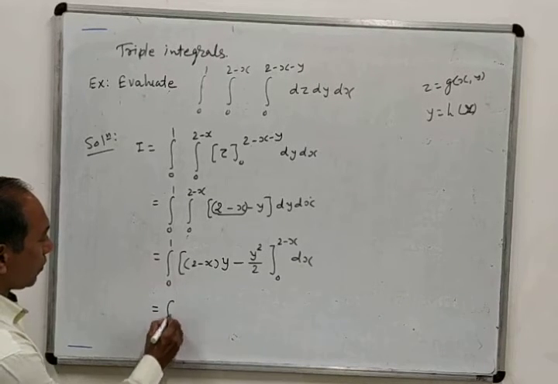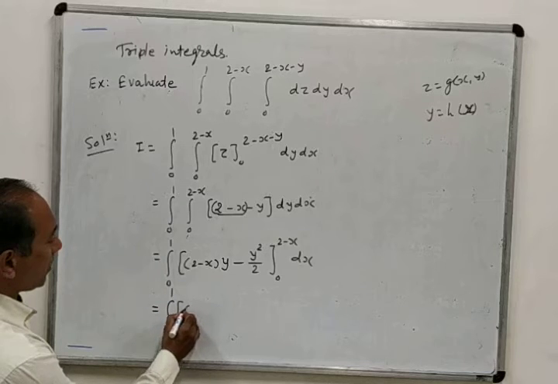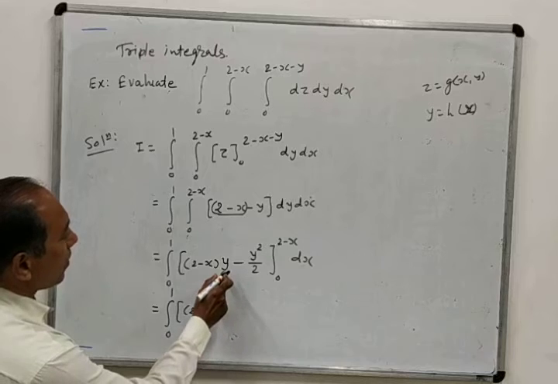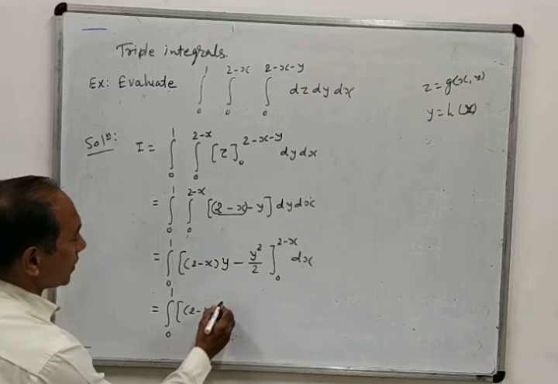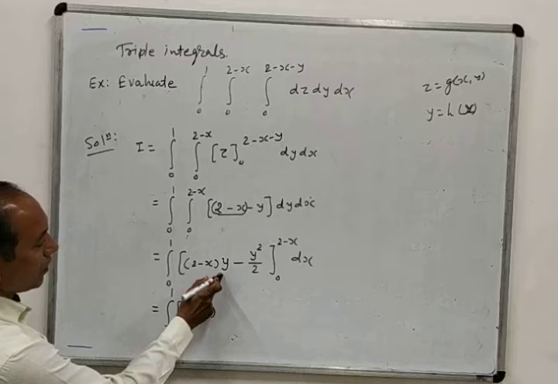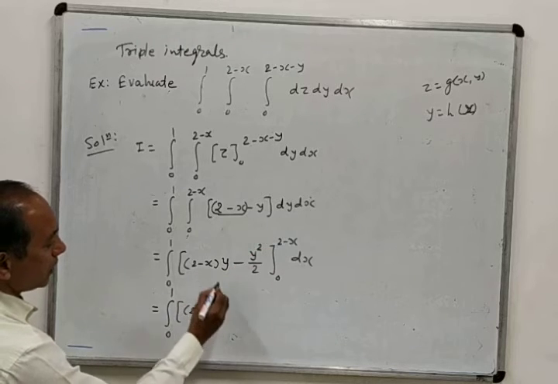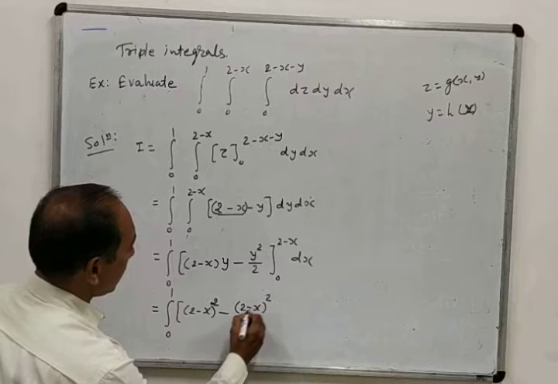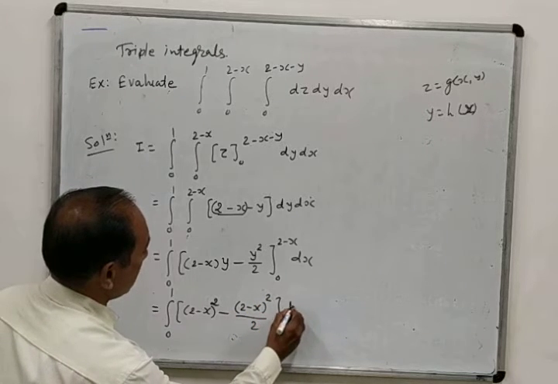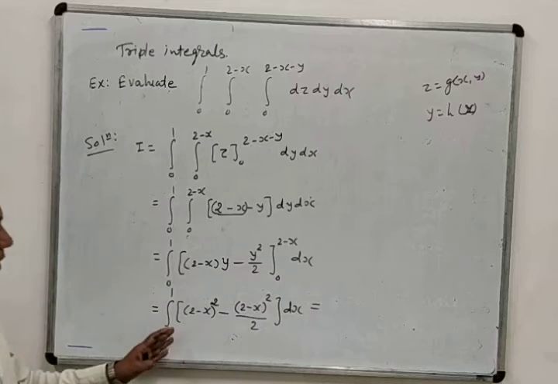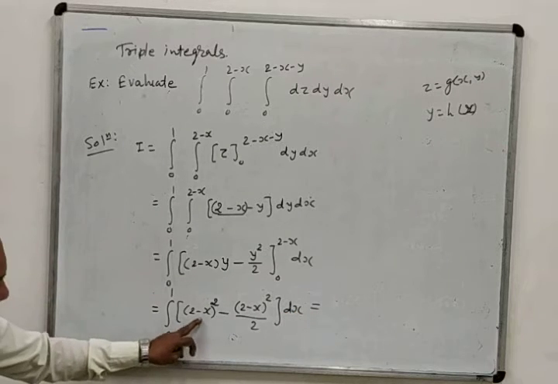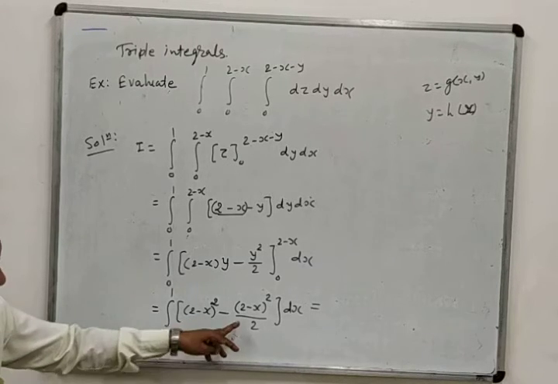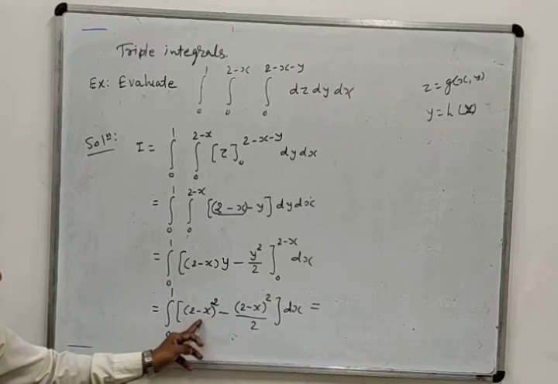So this is equal to 0 to 1. Now we will find the integration of 2 minus x, and we will put the value of y equal to 2 minus x. So 2 minus x is already there, and we put here 2 minus x, so 2 minus x square, and here it is 2 minus x whole square by 2, into dx. Now the integration is only with respect to x, but here is 2 minus x square and here is also 2 minus x square. So we will subtract this one from this one.